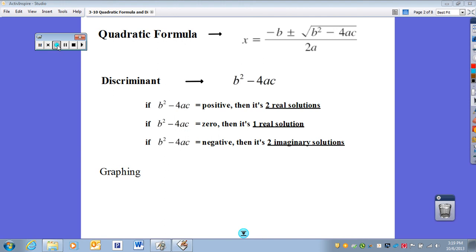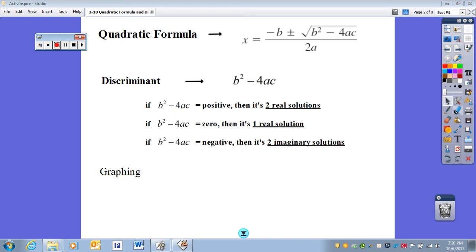Then if you remember that the section under the square root in the quadratic formula has a special purpose called the discriminant. The discriminant tells us how many real solutions there are to our quadratic. Remember, if that particular expression is positive, then there will be two real solutions. If b squared minus 4ac is equal to 0, then there will be one solution. And if b squared minus 4ac is negative, then it's going to be two imaginary solutions.